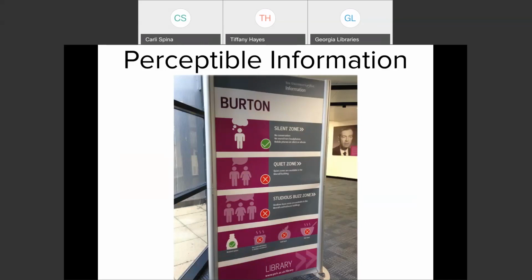This example here is from a library at the University of York. And I think they did such a great job because, again, this is very, very obvious information. It's very clear, and it doesn't require you to read a lot of information.